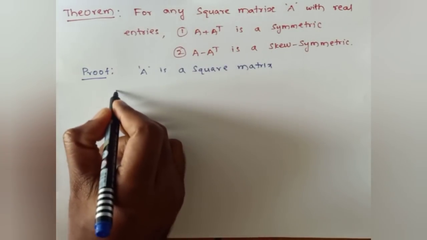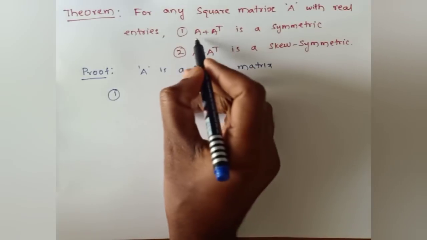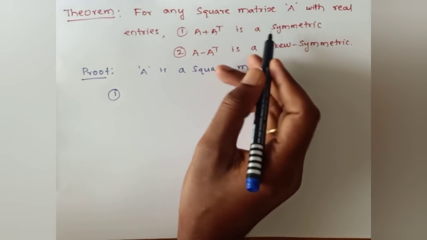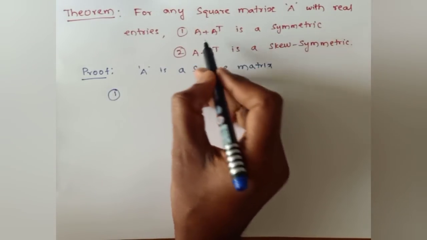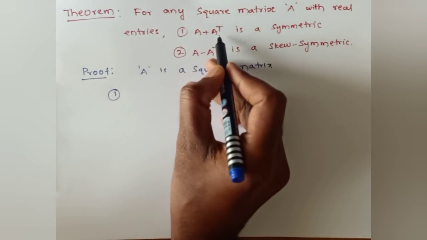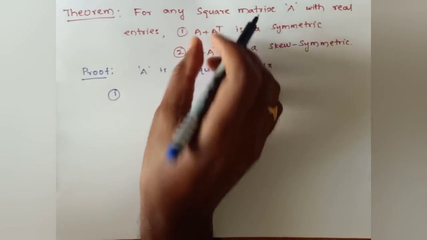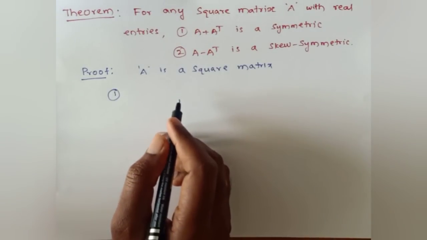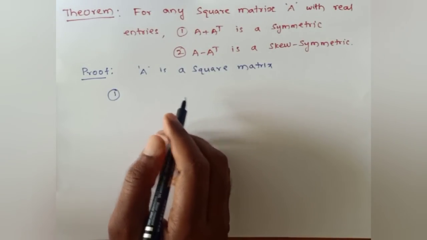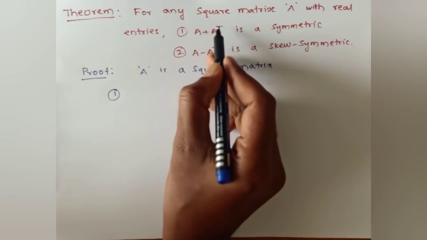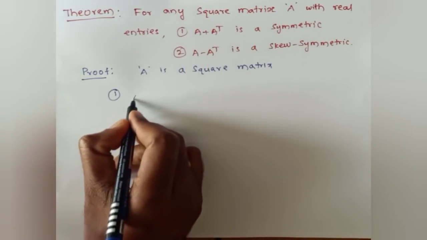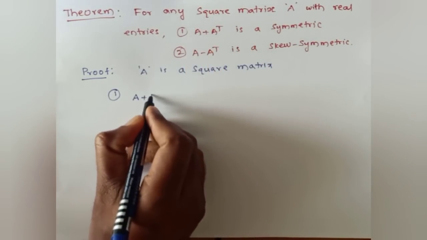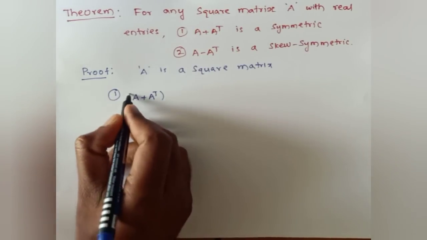So let us prove the first one. We need to show A plus A transpose is a symmetric matrix. Here A is a matrix and A transpose is also a matrix. So the sum of these two matrices is again a matrix. So here we need to find the transpose of this entire matrix first. So that is A plus A transpose whole transpose.